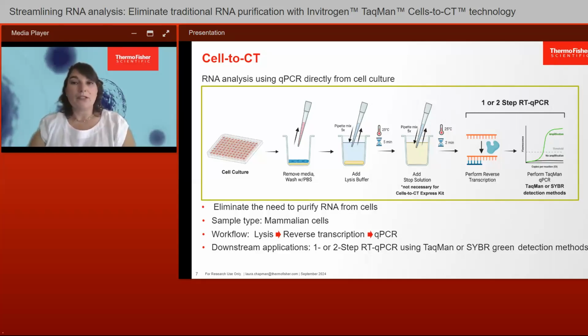But you would add the stop solution, mix that, and let it sit for 2 minutes to inactivate the lysis reagents. And then from there, you could choose whether you wanted to do 1-step or 2-step. And then we also have SYBR Green or TaqMan technologies that you could use for your detection method.